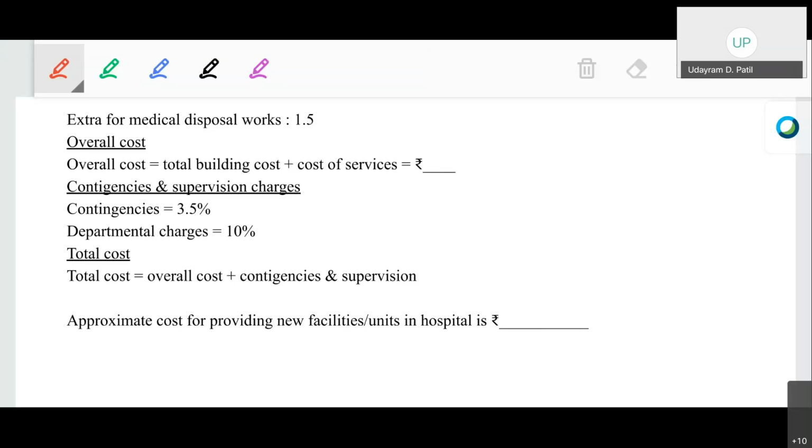1,961.47 rupees. OK, it is cross verified. OK, the final cost or the approximate cost for providing the new facilities or units in the hospital is rupees 131 lakhs 1,961.74 rupees, whatever your answer may be. OK. Everyone got that answer? OK.